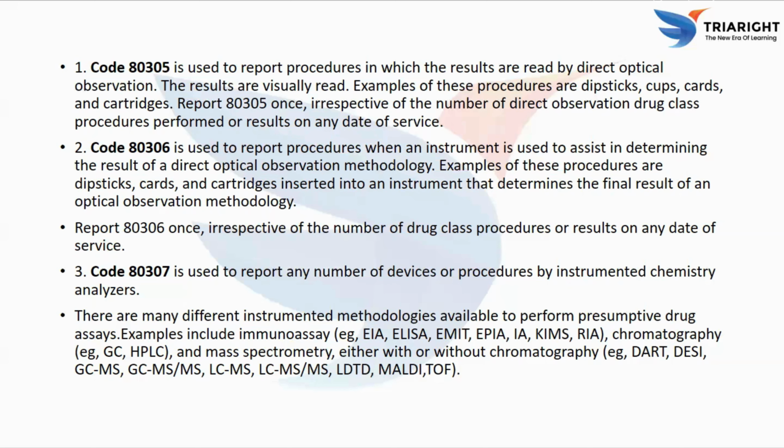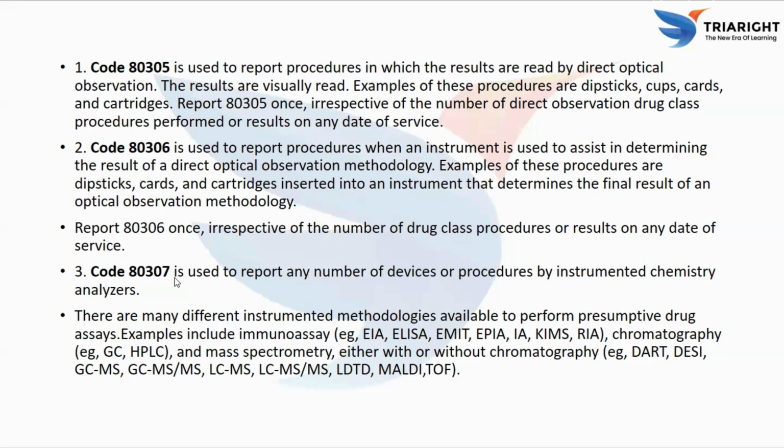So what is the main difference between 80305 and 80306? In 80305, the human eye reads the result, whereas in 80306, the machine reads the result. And there is no analyzer in 80305. When compared to 80306, it has the analyzer which assists the method. And 80305 is a manual process, whereas 80306 is a semi-automated process. So you have to report 80306 once per date of service. It is not billed per drug class.